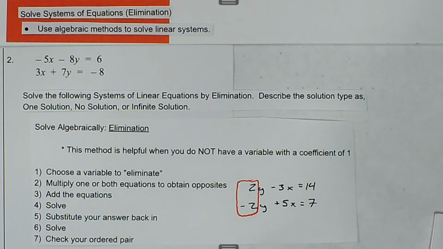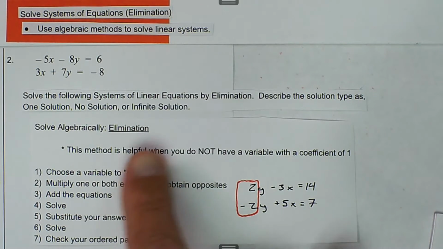We want to solve systems of equations using elimination. And the example here: we want to solve the following system of linear equations by elimination. Describe the solution type as one solution, no solution, or infinite solutions.